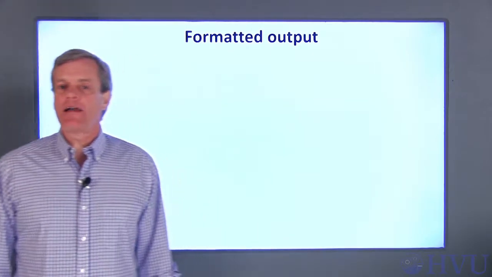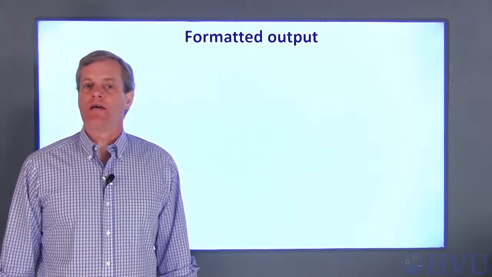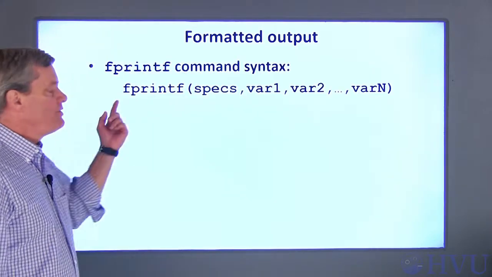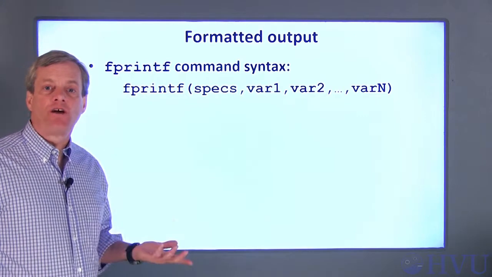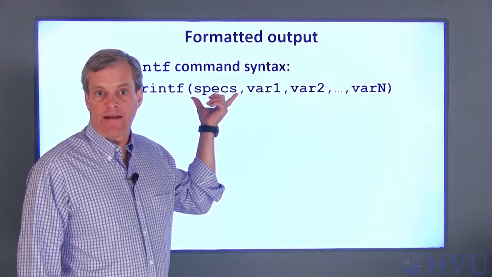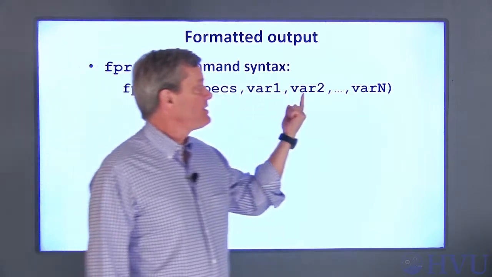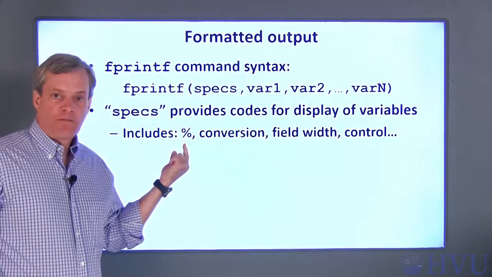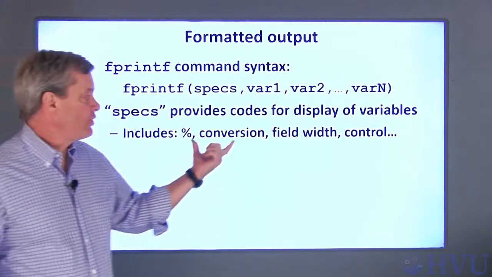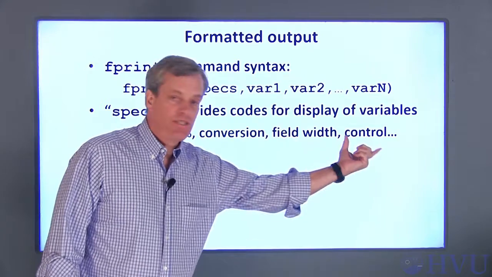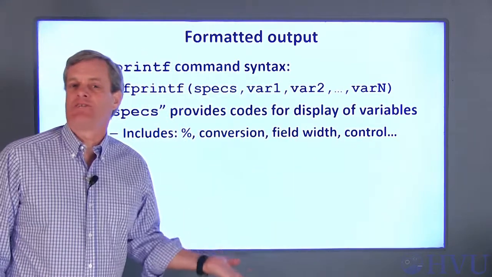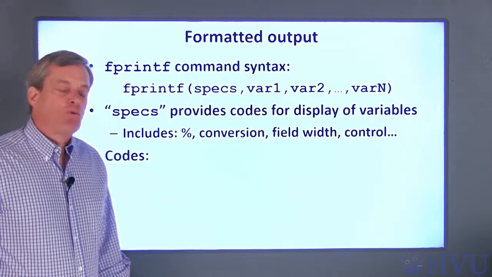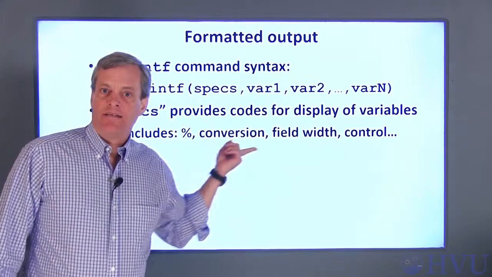Finally, if you have a lot of numbers that you want to display in an organized way, like a table, you can use formatted output. The command I'll use here is fprintf. Its arguments are a code to provide the format of the items being displayed and a list of the items to display. The code always starts with a % sign. It can be followed by a conversion code, field width, precision, control characters, and some other generally optional codes and flags. Now I'll talk just a little bit more about the codes that can be put in these places.